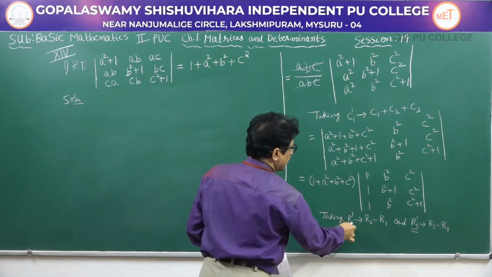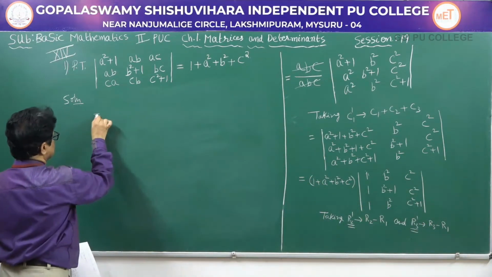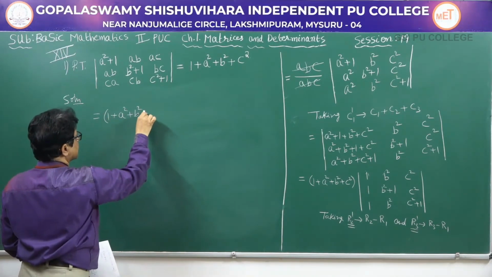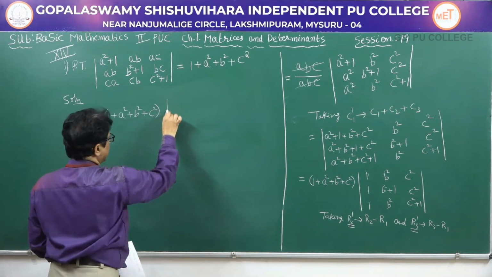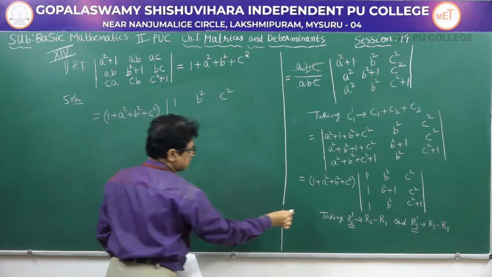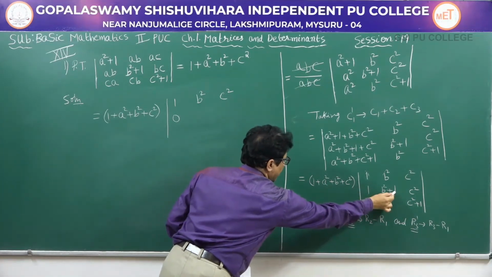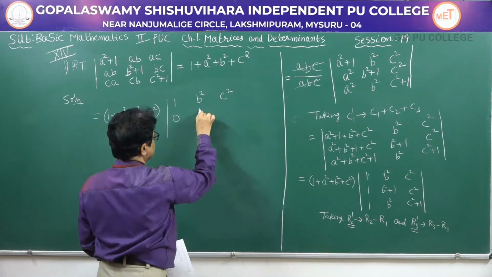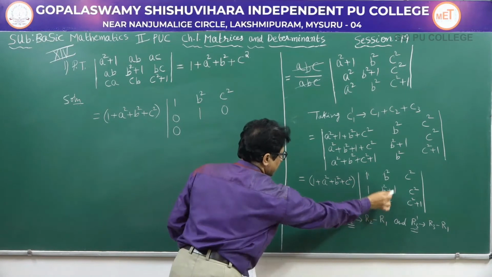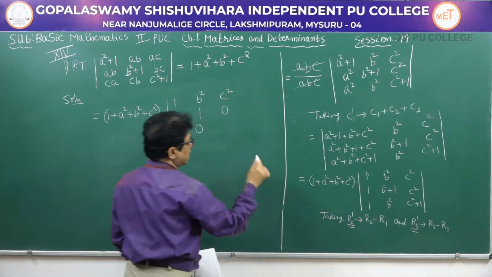So let us do R2 dash is R2 minus R1 and R3 dash is R3 minus R1. So that will be equal to 1 plus A square plus B square plus C square into determinant of 1, B square, C square. So 1 minus 1 is 0. B square plus 1 minus B square is 1. C square minus C square is 0. B square minus B square is 0. C square plus 1 minus C square we get 1.